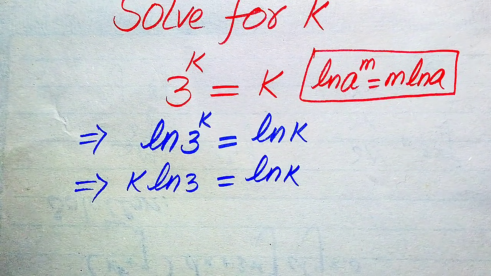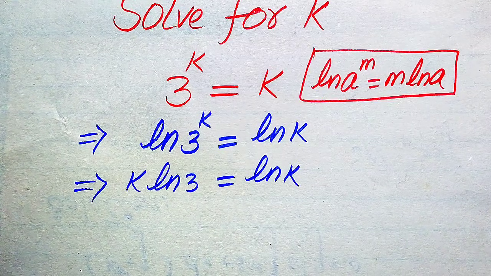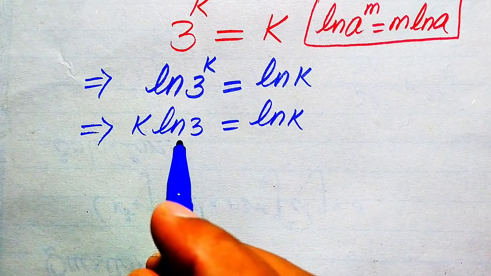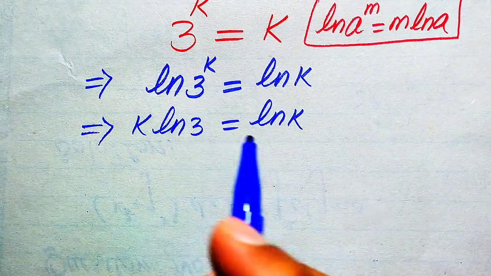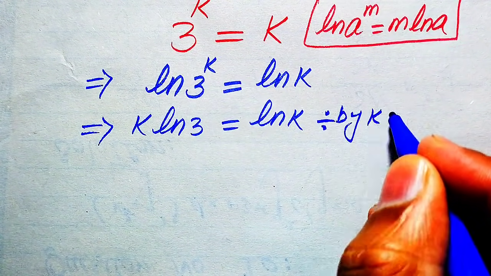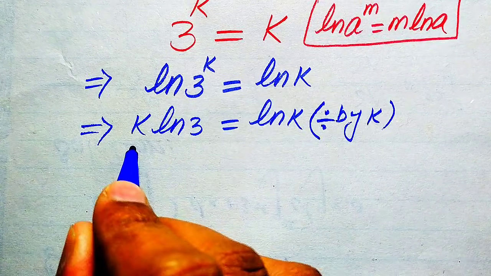And now, further in the next step, we move our variable term from the left hand side to the right hand side, so that here our k is multiplied by log 3. We need to move this k to the right hand side, and for this we divide both of the sides by k, each of these terms.